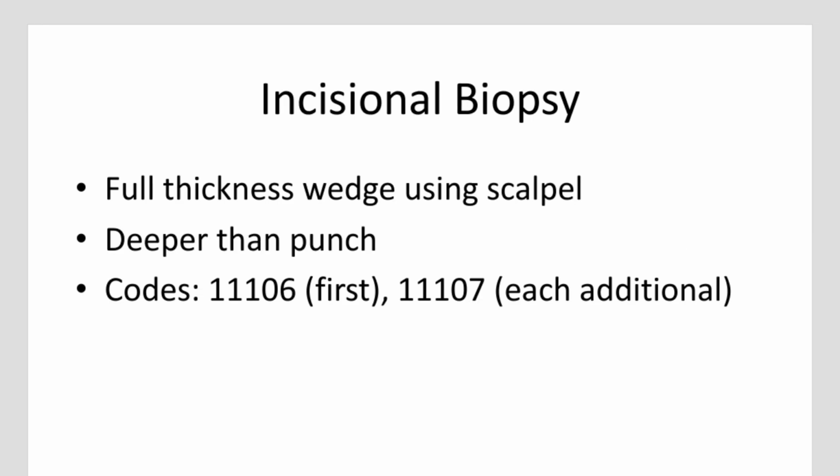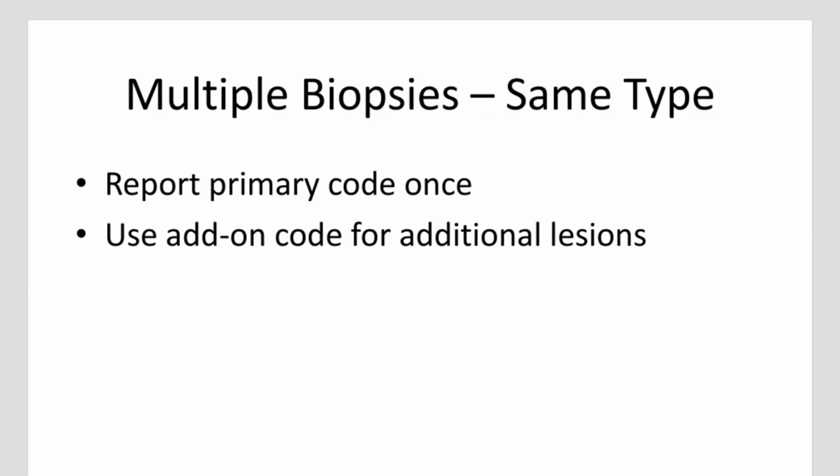Incisional biopsy uses a sharp blade, not a punch tool, to remove a full thickness wedge sample. Okay, and it is deeper than punch. So we have two codes, that is 11106 and 11107. So biopsy code ranges from 11102 to 11107. So the most important guideline under biopsy is multiple biopsies.